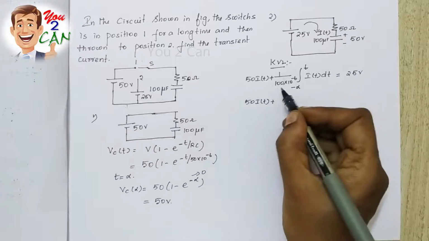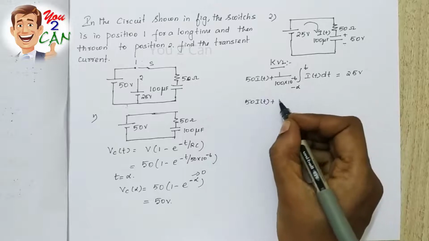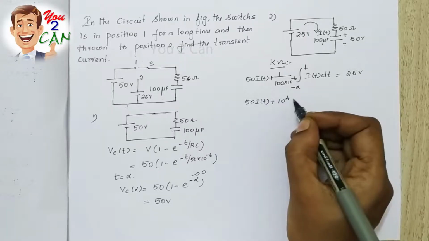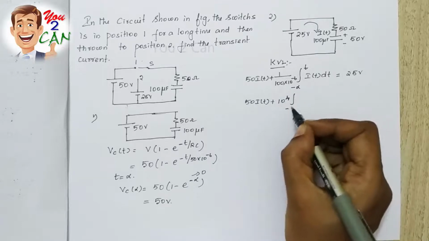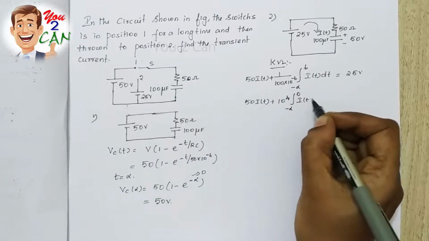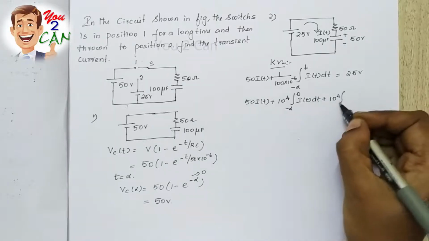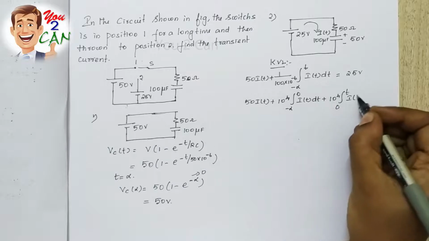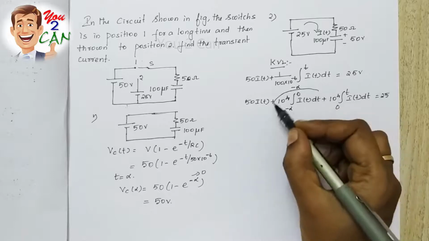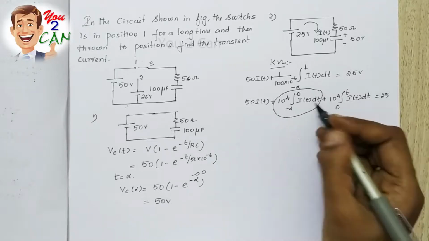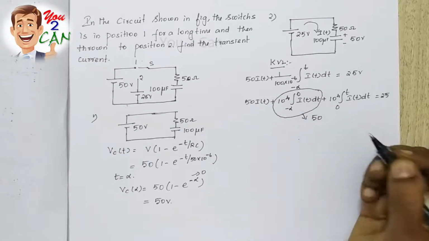what is 1 by 100 into 10 power minus 6? 100 into 10 power minus 6 is 10 power minus 4, so it will be 10 power plus 4, and this integral is split into two integrals. One is minus infinity to 0 of I of t dt, plus 10 power 4 integral 0 to t of I of t dt, which is equal to 25. This voltage, that is 1 by C integral minus infinity to 0, is taken as the previous voltage. Here the previous voltage is assumed to be 50 volt.